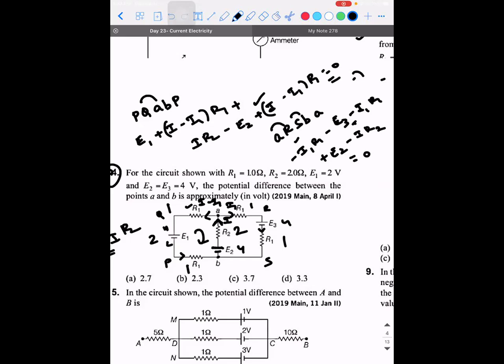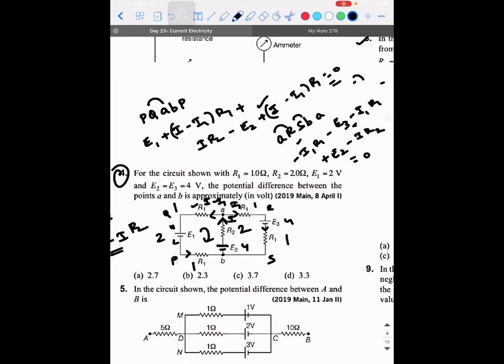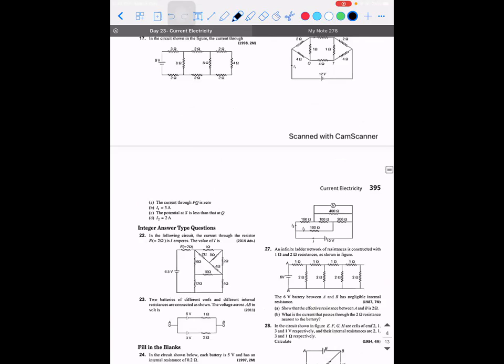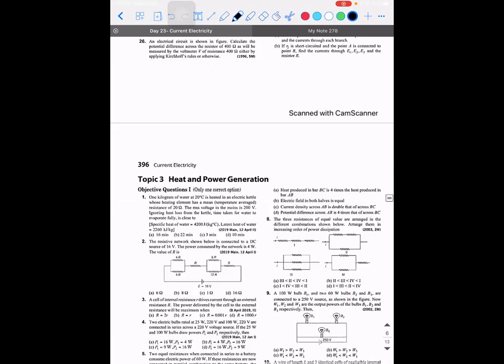Okay? So this is the outline. So this is how you solve problems based on Kirchhoff's law. Solve this and let me know what the answer is, okay? I'll verify and let you know. I'll share the sheet also with you guys. You can go through it. Tomorrow we will solve problems based on meter bridge and potentiometer. Then we can go to the next chapter.